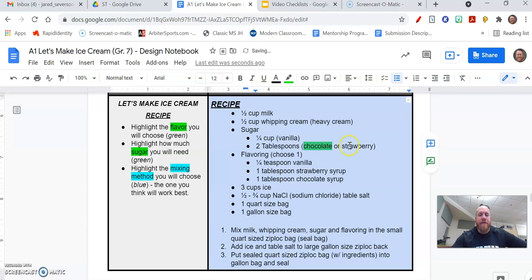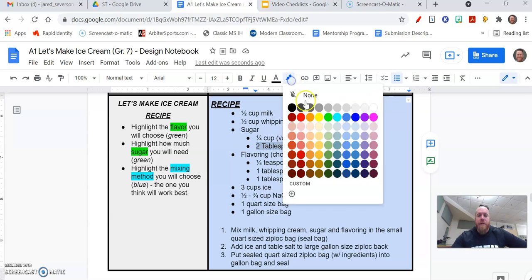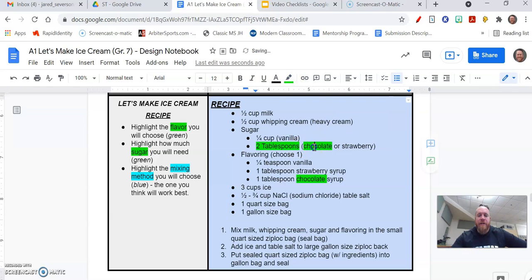I would make chocolate if I was making this. And then how much sugar am I going to need? Well, if I'm using chocolate syrup right here, so I'm going to highlight again the flavoring. How much sugar am I going to need? That's going to be 2 tablespoons. I'm going to use less sugar for making chocolate than vanilla because there's already sugar in the chocolate syrup that I'm going to use. Okay?